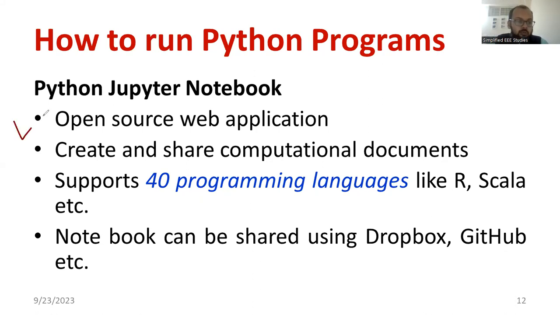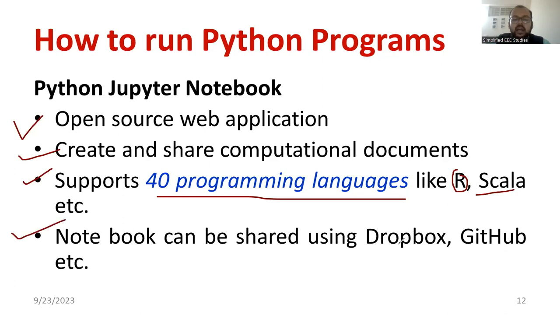Moving further, let's understand the meaning of Jupyter Notebook and why it is used. Jupyter Notebook is an open source web application, and it creates and shares computational documents. You can do the coding, you can run it, if you want you can save, and it's also possible to share. The platform supports 40 programming languages. You might have heard about R programming, Scala, etc. Also, the notebook can be shared using different techniques like Dropbox. Another tool is called GitHub. You might have heard about this.